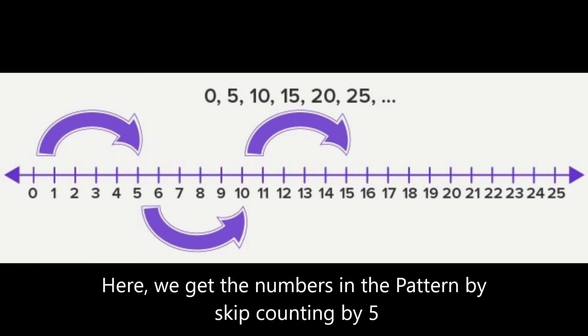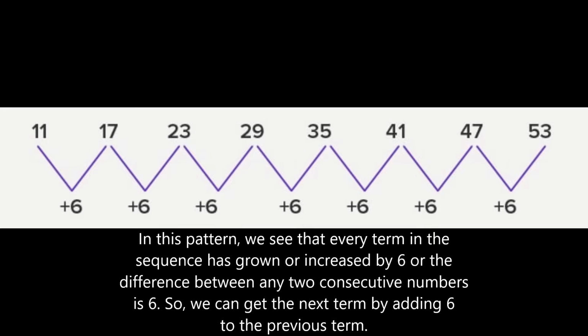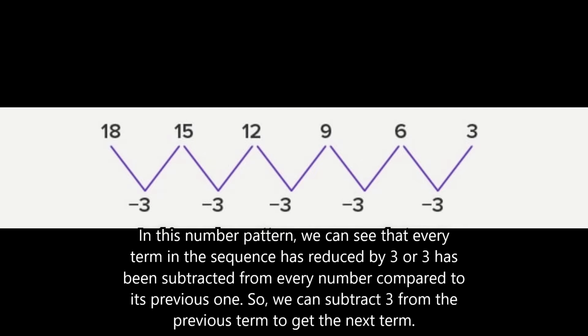Here, we get the numbers in the pattern by skip counting by 5. In this pattern, we see that every term in the sequence has grown or increased by 6, or the difference between the two consecutive numbers is 6. So we can get the next term by adding 6 to the previous term. In this number pattern, we can see that every term in the sequence has been reduced by 3, or 3 has been subtracted from every number compared to the previous one. So we can subtract 3 from the previous term to get the next term.